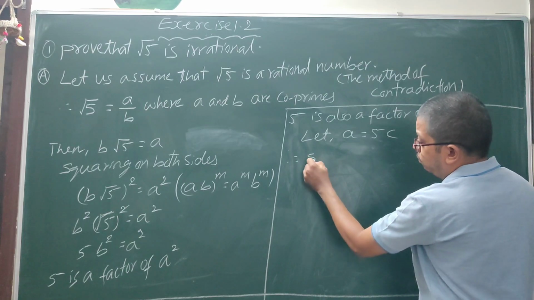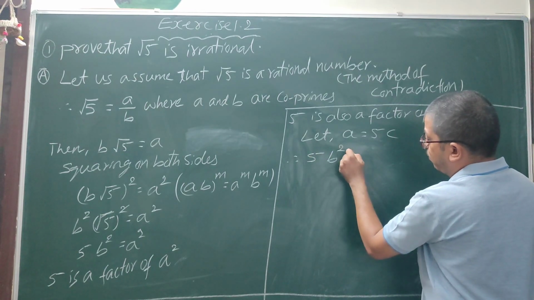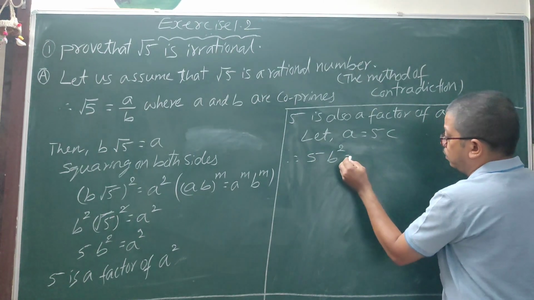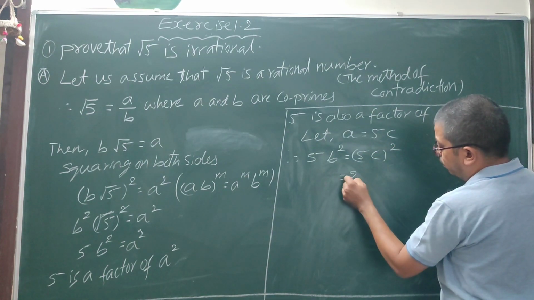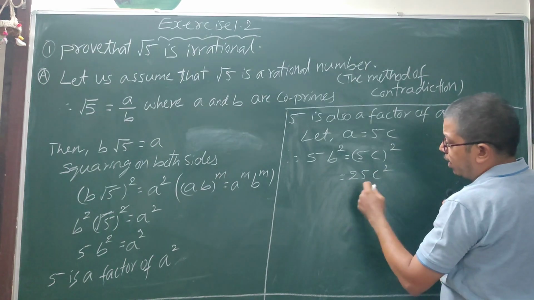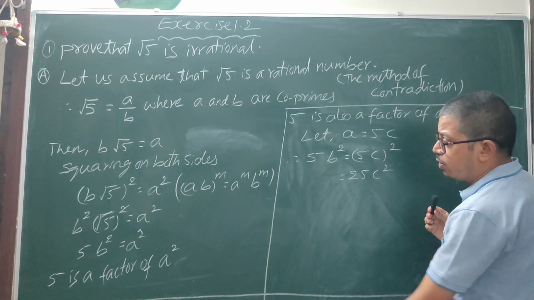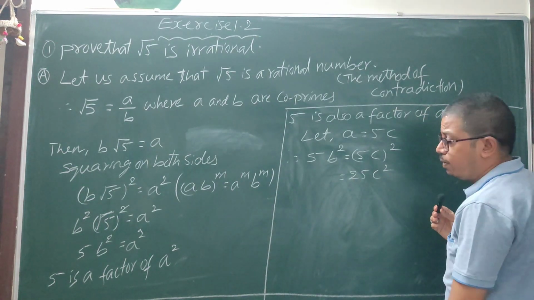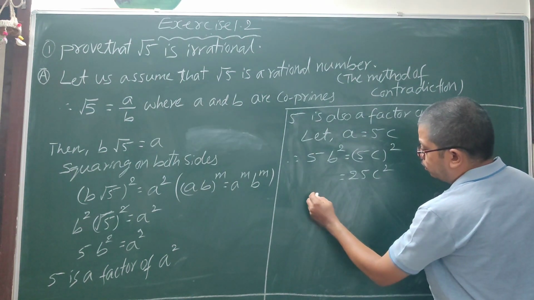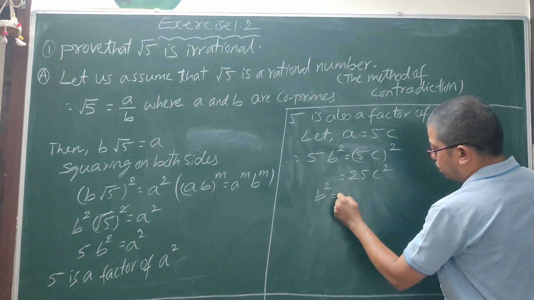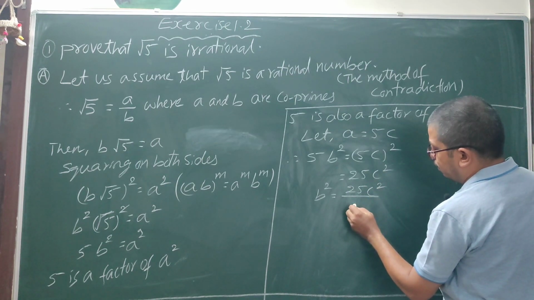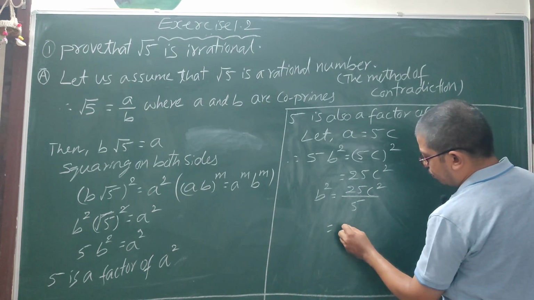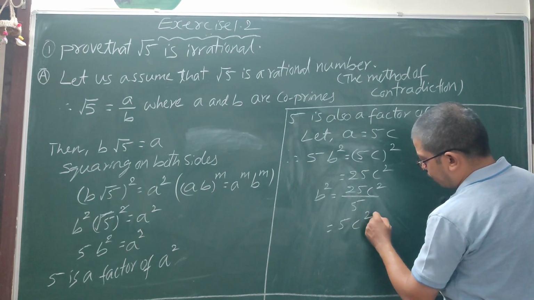Therefore, 5b square equal to 5c whole square, which is equal to 25c square. Again, the formula ab whole power m equal to a power m into b power m. So here b square equal to 25c square by 5, which is equal to 5c square.